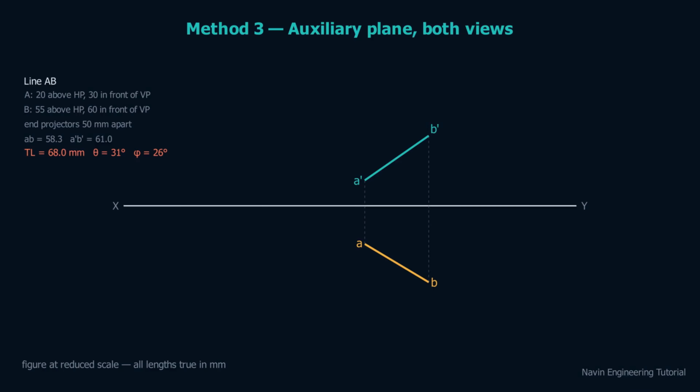Every proportion stays true. First construction, draw x1, y1 parallel to the top view itself, at any convenient distance below it. That is an auxiliary plane parallel to the line, seen edge on. Project A and B square across it, and transfer each end's height, measured in the front view right here, beyond the new line. 20 for A, 55 for B. Join the new points. A1' B1' is the true length, and the angle it makes with x1, y1 is theta, the true inclination to the horizontal plane.